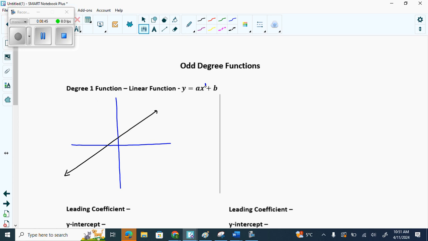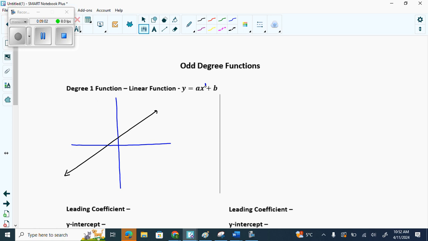Other thing to note is it's a linear function, because that's what they're called. It's a specific polynomial, which is a linear function. This is still a polynomial function, though. It's just specifically a linear polynomial function. Okay? All right. This is what we need to know.